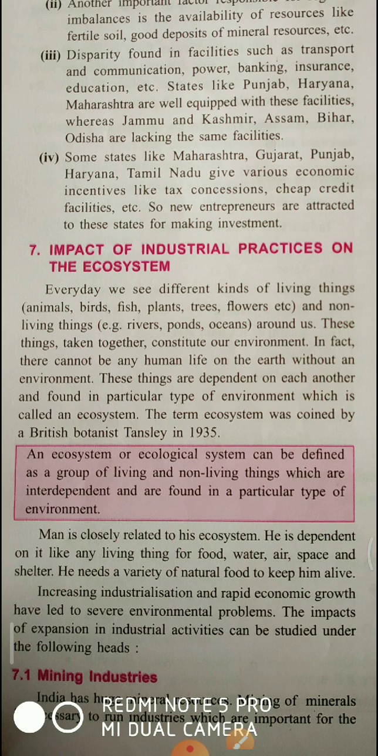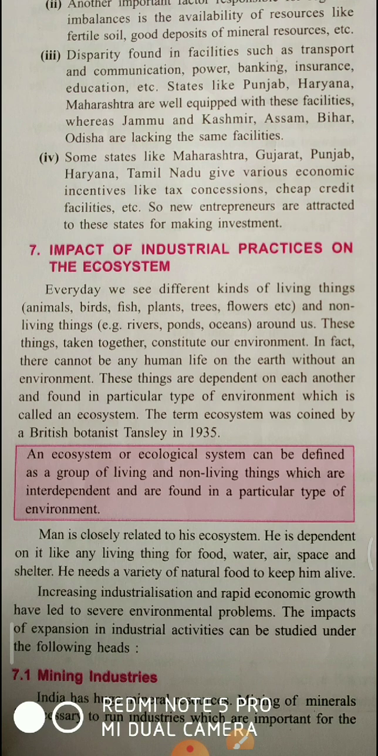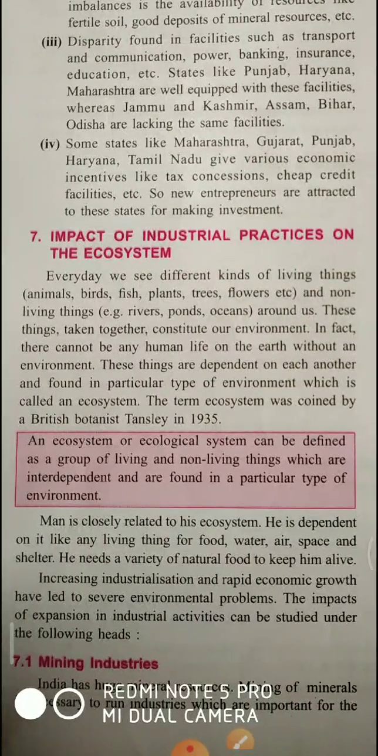There cannot be any human life on the earth without an environment. These things are dependent on each other and found in a particular type of environment which is called an ecosystem. The term ecosystem was coined by a British botanist Tansley in 1935. An ecosystem or ecological system can be defined as a group of living and non-living things which are interdependent and are found in a particular type of environment.